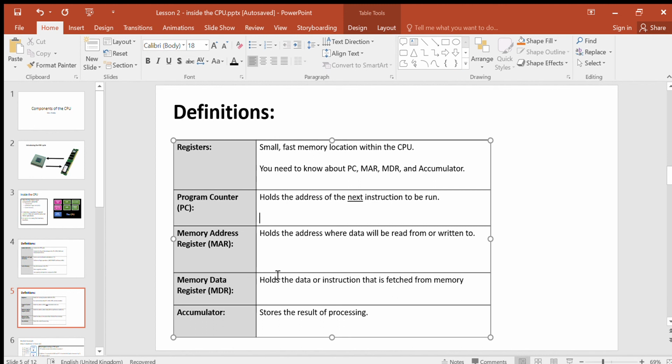I'm going to stop the video here and start a new one. It will follow straight on with a worked example of all of these definitions.